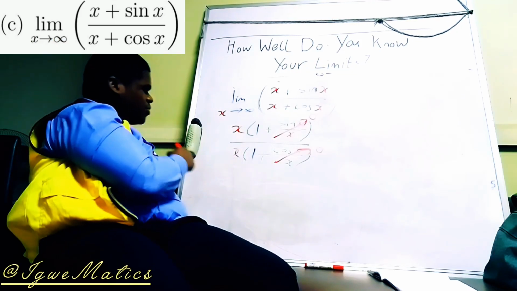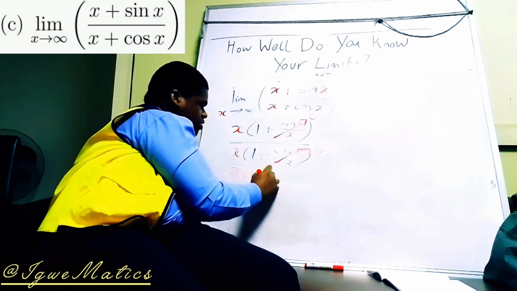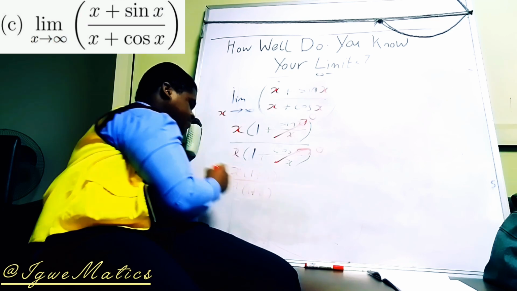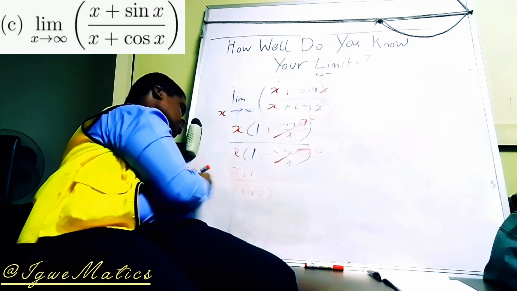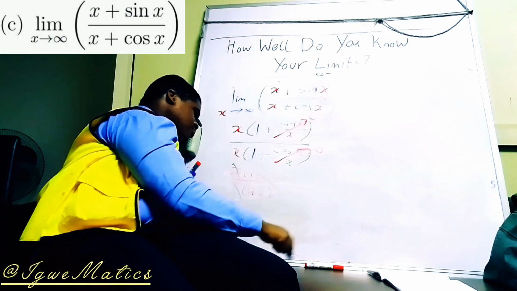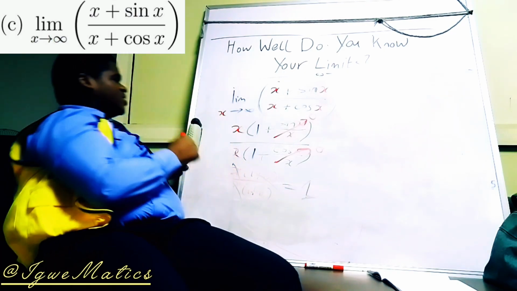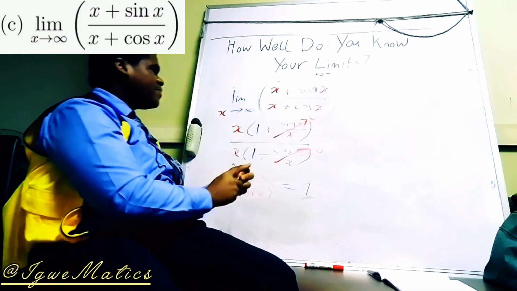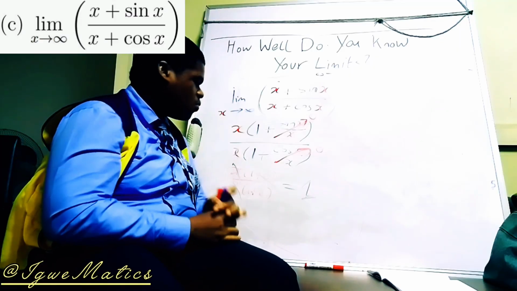So if we substitute all the things that we know, we are going to be left with x times (1 plus 0) divided by x times (1 plus 0). The numerator is the same as the denominator, so you can just cancel everything out. x cancels x, and 1 plus 0 cancels 1 plus 0. All you have is just 1 here. So the limit of (x plus sin x) divided by (x plus cos x) as x tends to infinity is going to give us 1.